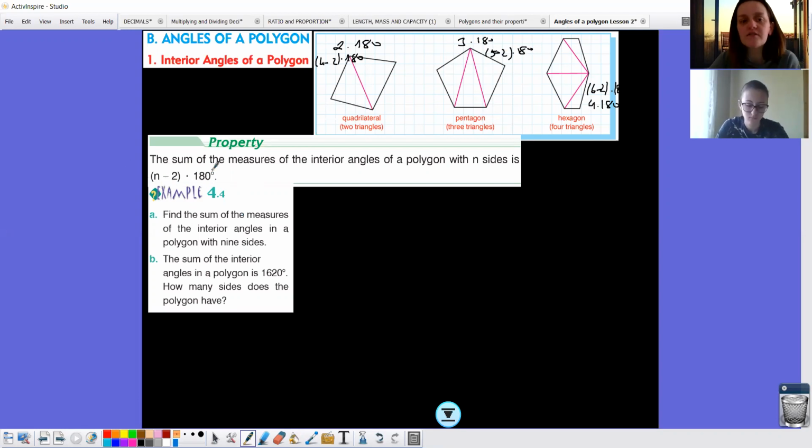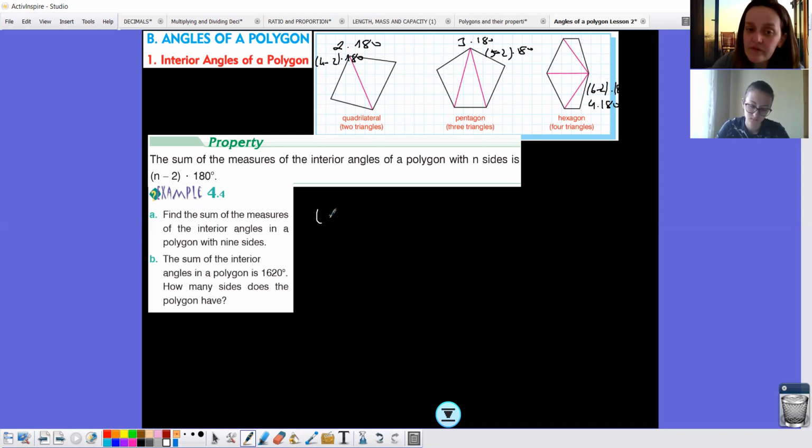The number of sides minus 2 times 180 will give you the sum of the measures of the interior angles in a polygon. In any kind of polygon, you can use this formula. Now, here there is an example. Find the sum of the measures of the interior angles in a polygon with 9 sides.